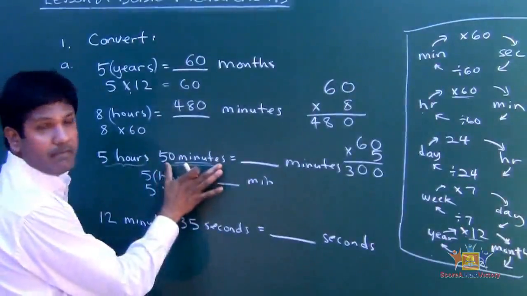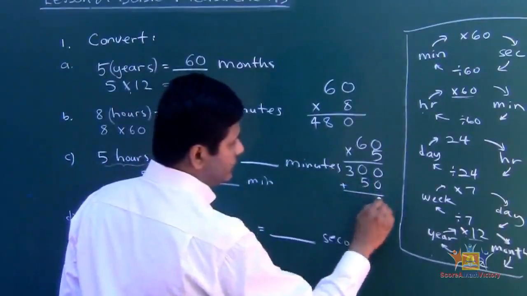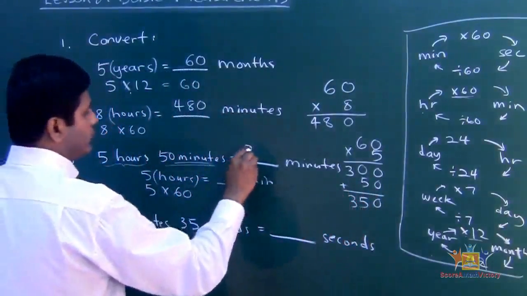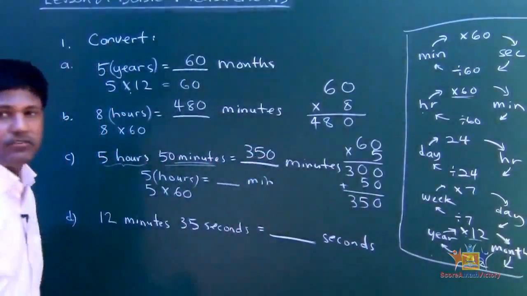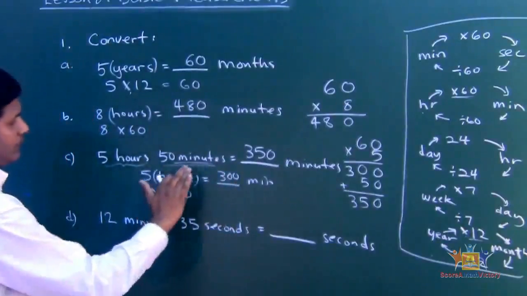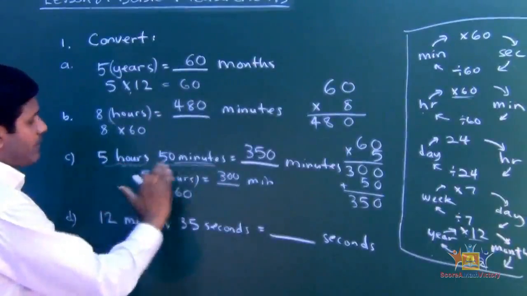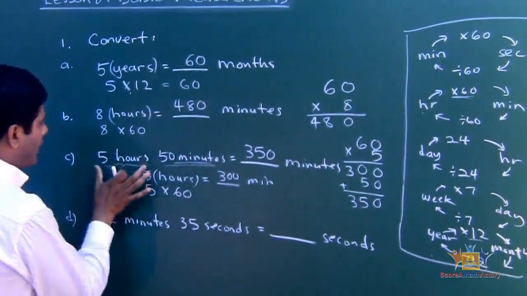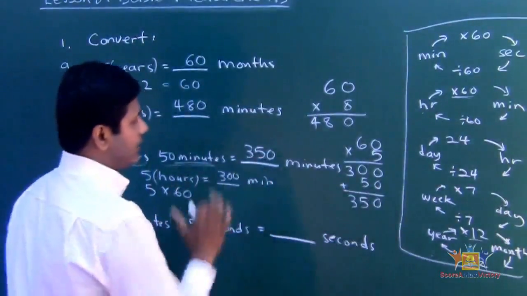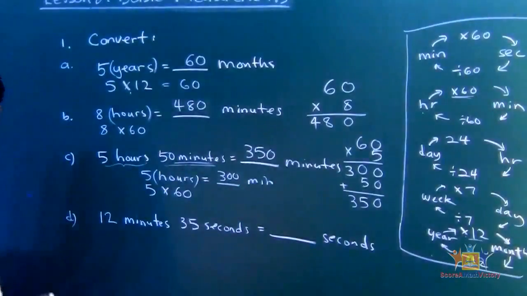Now, that's only for the 5 hours. Remember, we got also 50 minutes. So we're going to add the 50 minutes to it. 0 plus 5 is 5, and then bring the 3. So that gives me 350 minutes. The 300 was for the 5 hours. You're given 5 hours, 50 minutes. So we found the 5 hours is 300, and we add the 50 minutes to it. So that gives me 350. Okay, good. And you got it?